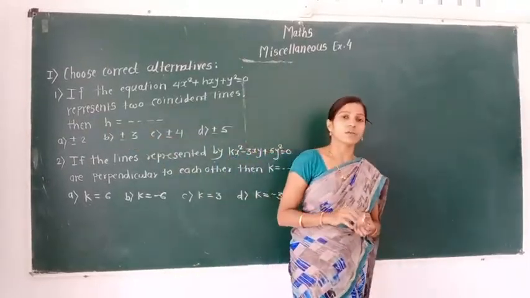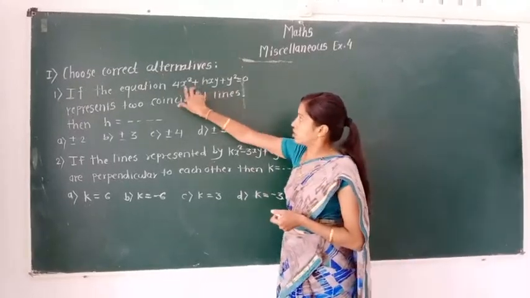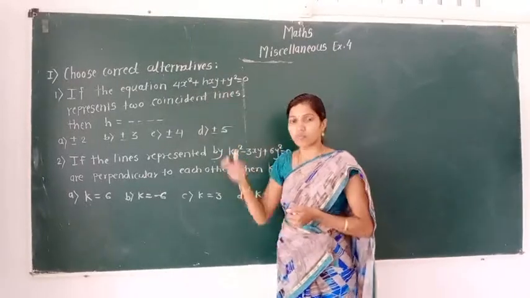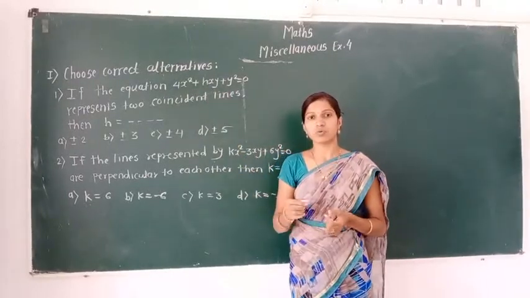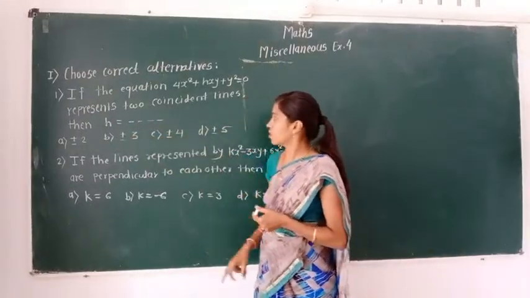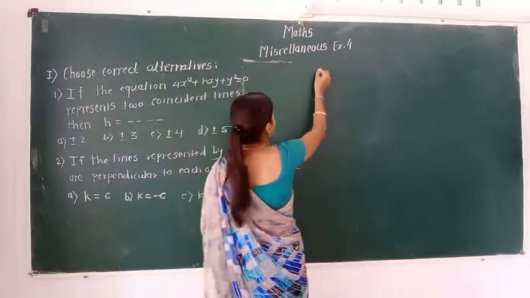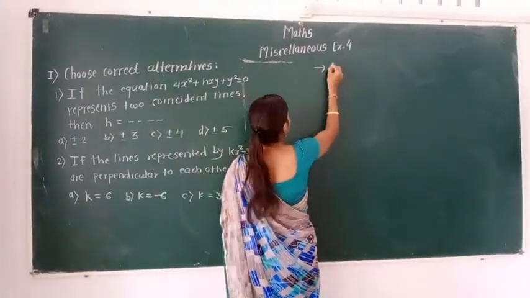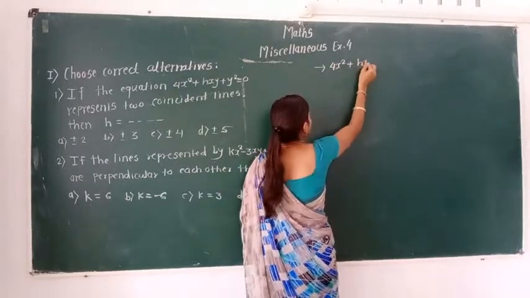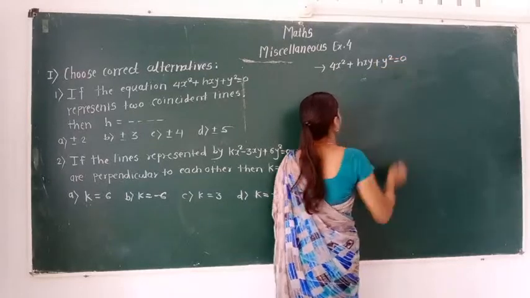Now for solving this type of question, first we know that the equation we have represented is the combined equation of two lines, but they are passing through the origin. Now for finding the value of h, first of all we have to write the given equation. Given equation is 4x square plus hxy plus y square is equal to 0.